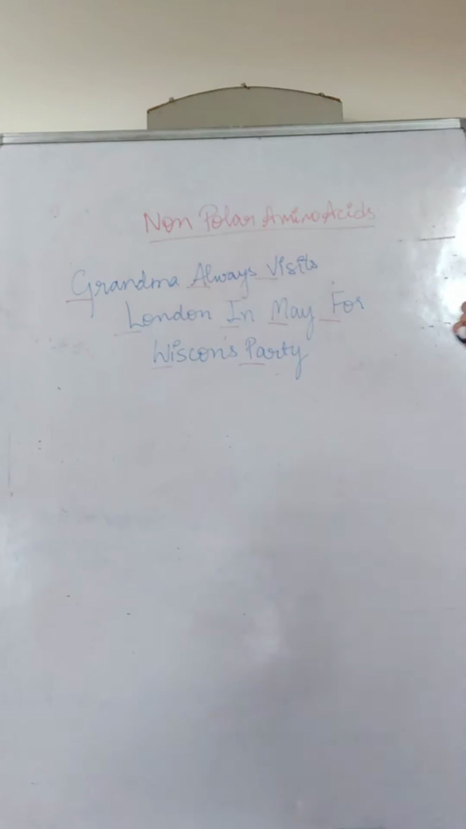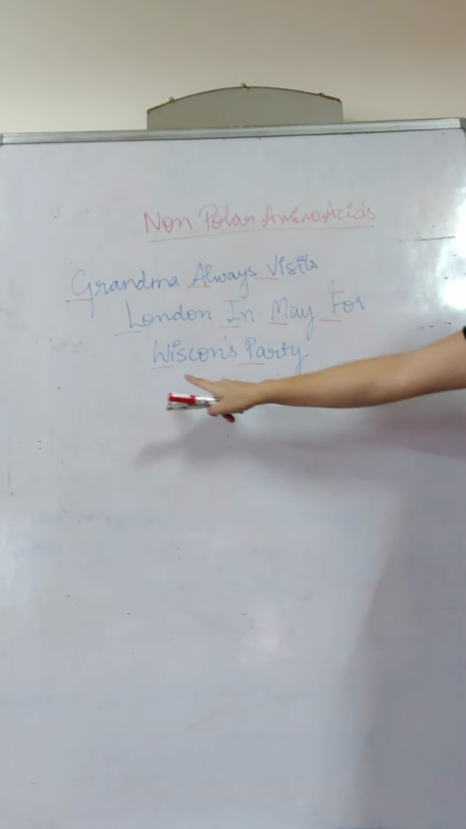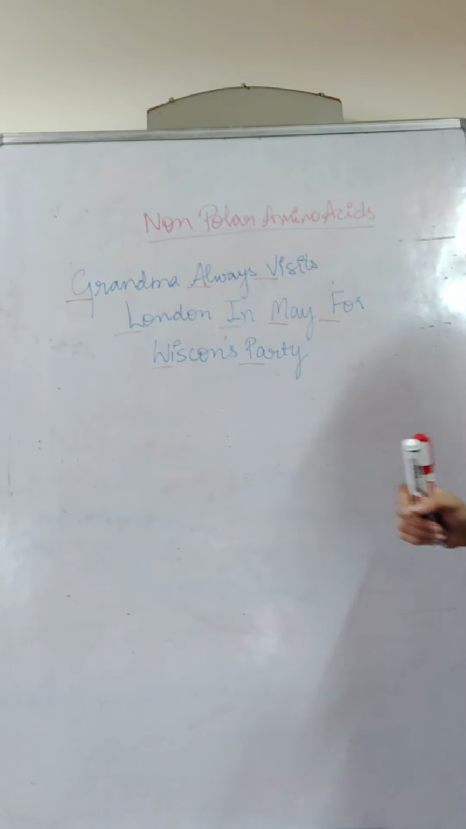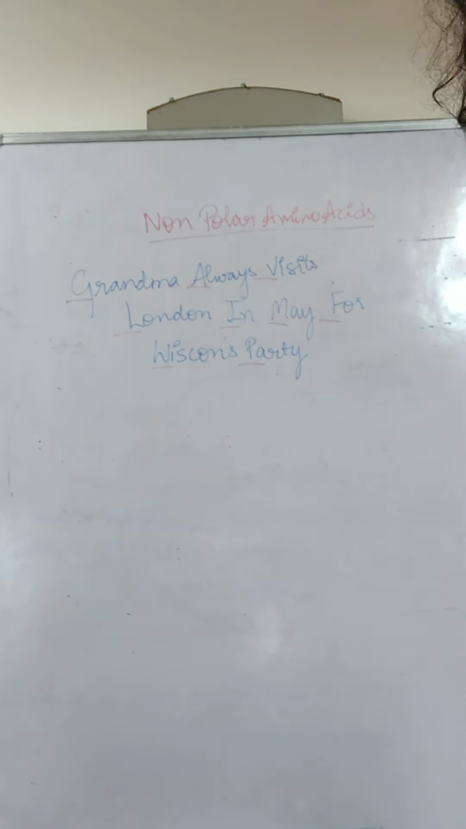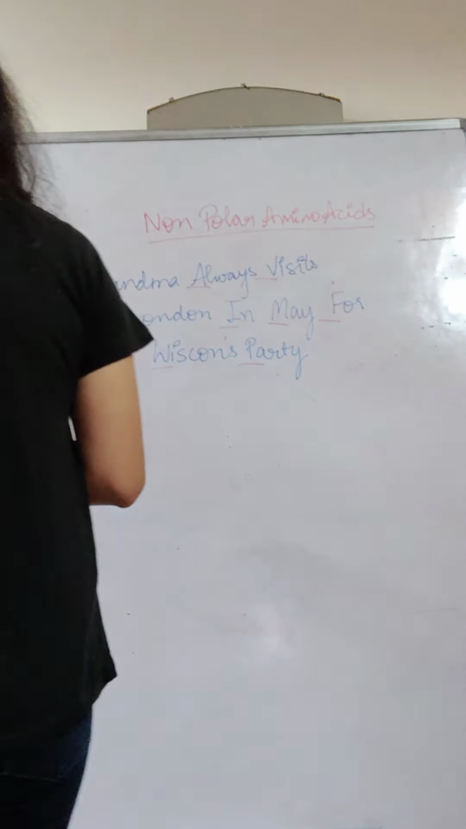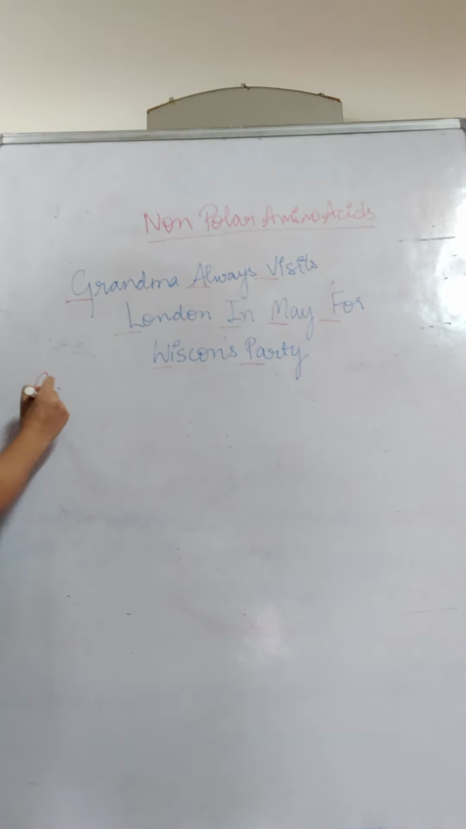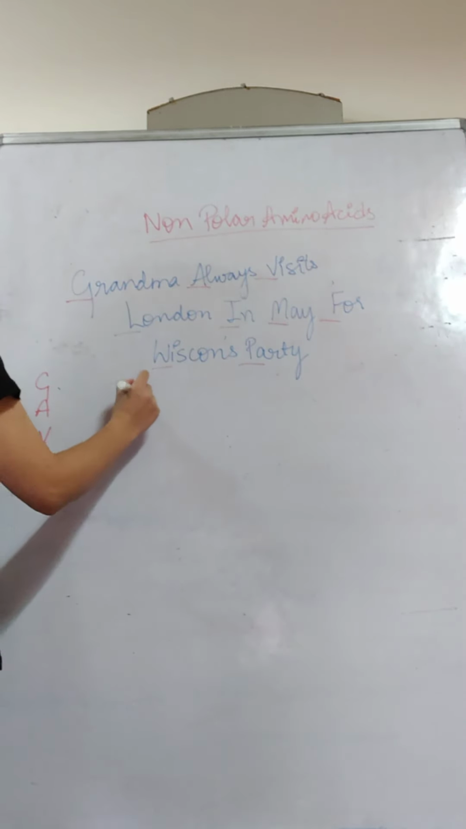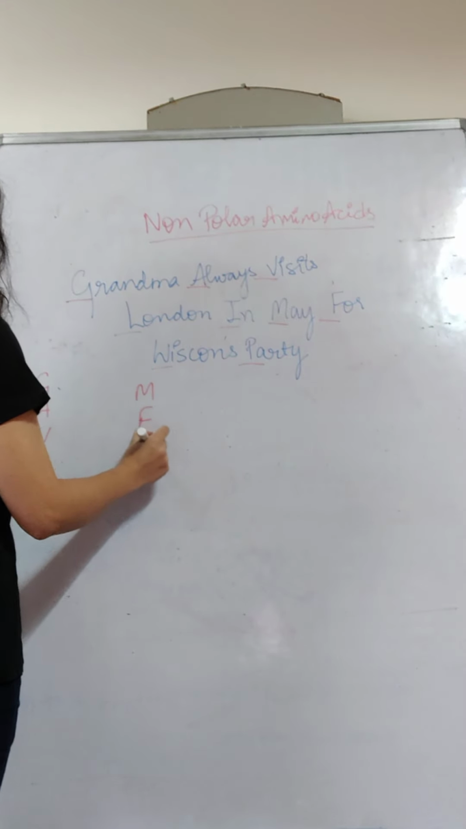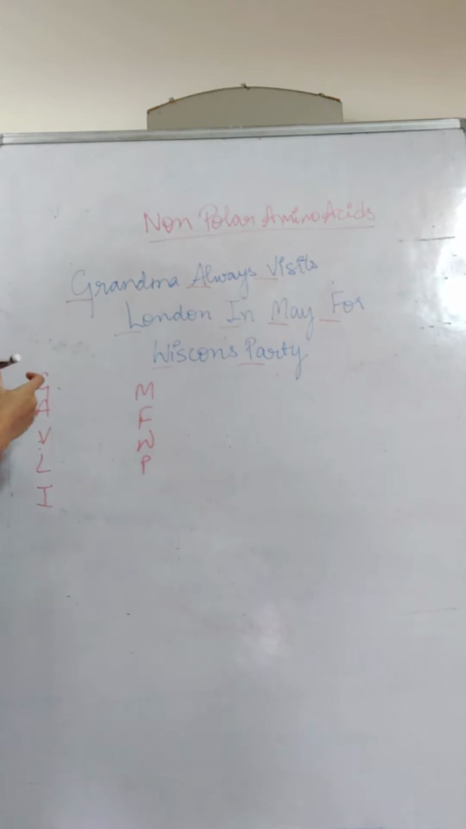Now the one-letter codes. G is for glycine, A is for alanine, V is for valine, L is for leucine, I is for isoleucine, M is for methionine, F is for phenylalanine, W is for tryptophan and P is for proline. So here we'll do it as GAVLIMFW and P. Grandma always visits London in May for Wiscon's party.